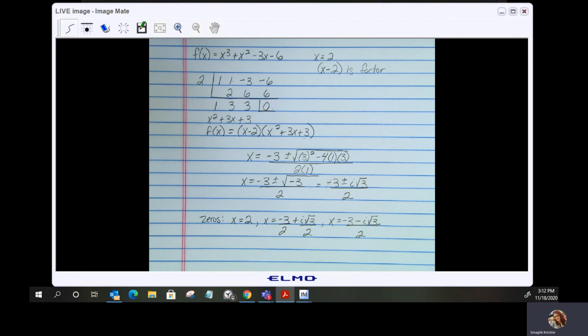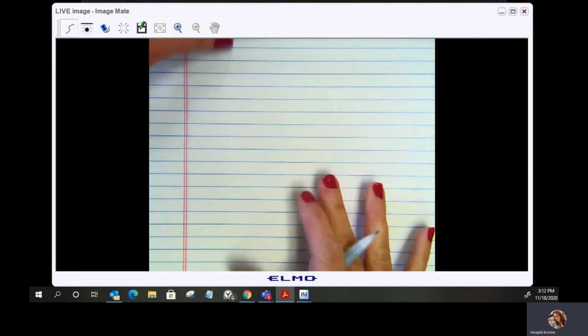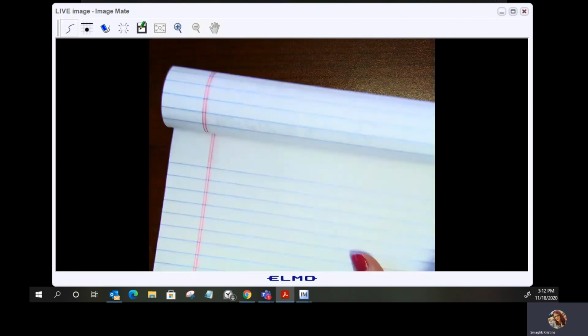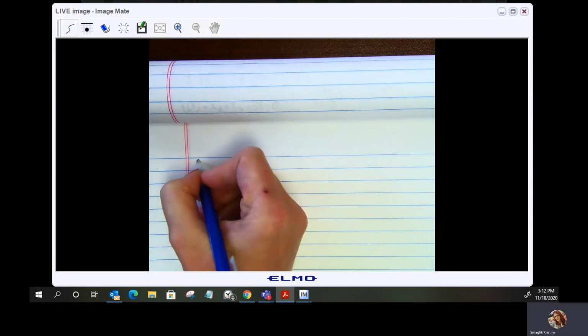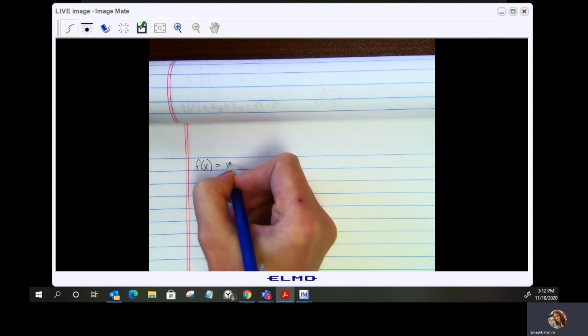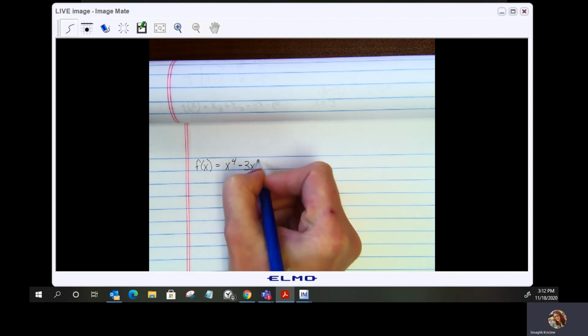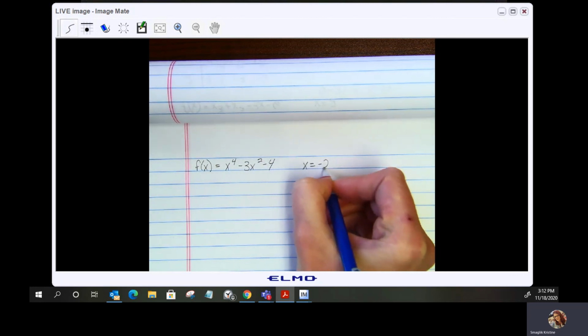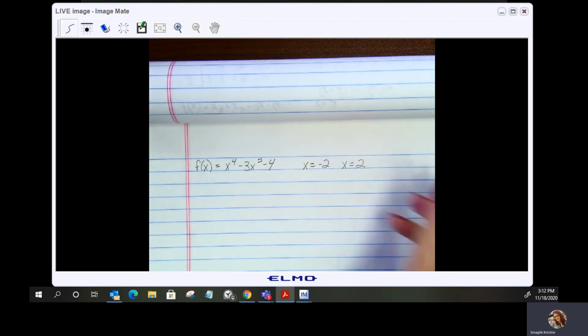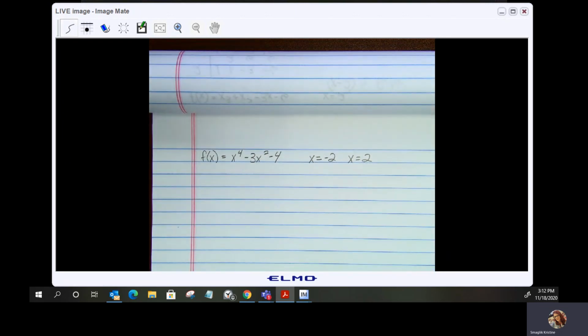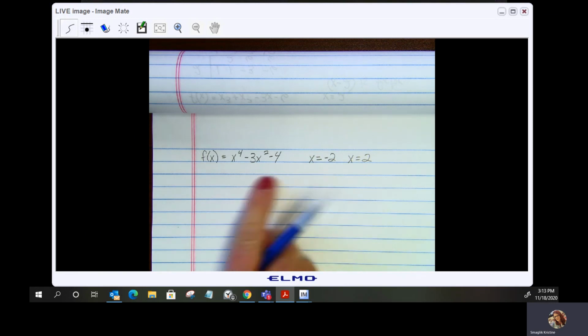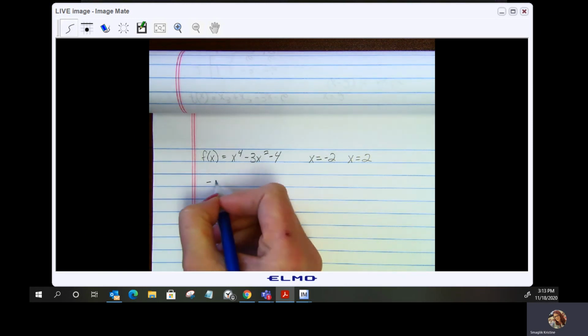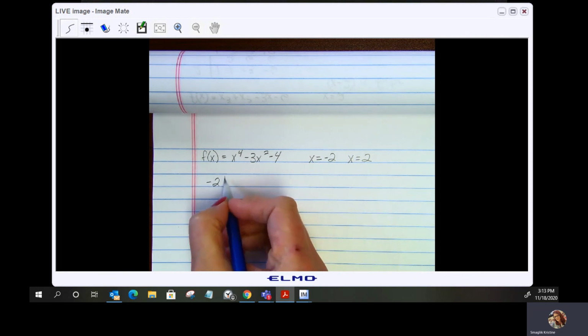And let's do one more. Let's do f of x equals x to the 4th minus 3x squared minus 4. And I'm going to have the zeros x equals negative 2 and x equals 2. So sometimes you're going to divide a few times and you might use different methods. It depends on what you're comfortable with. So I'm looking at this and I'm going straight for the synthetic division. I'm going to start with the zero of negative 2.